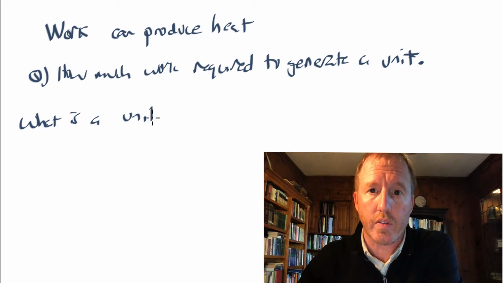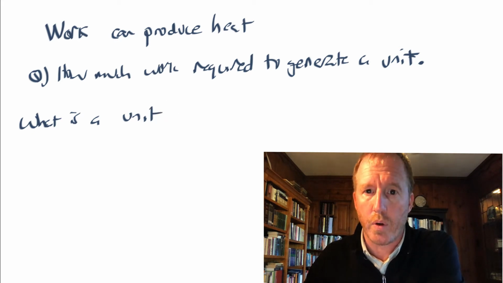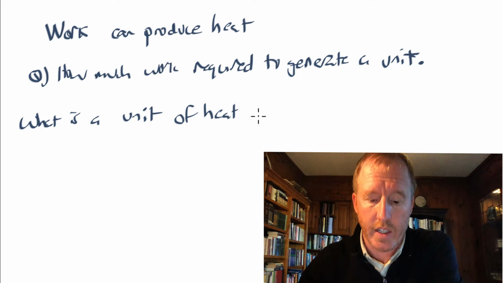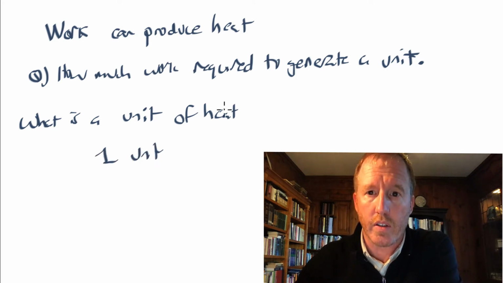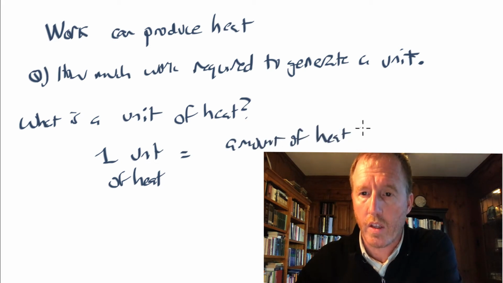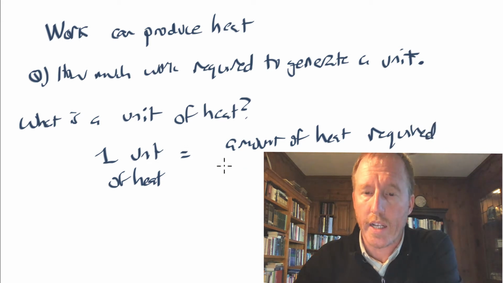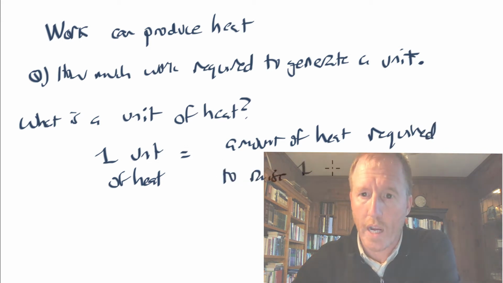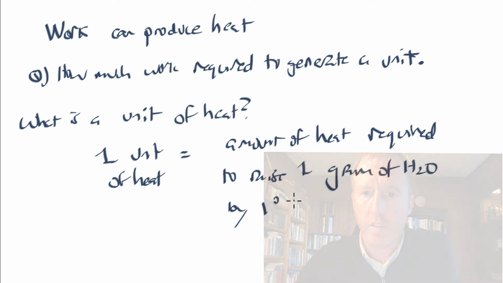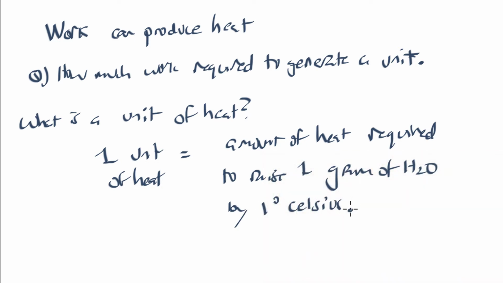There are many different units of heat that could be used, but the one that we are going to adopt, or rather that Helmholtz adopts, is the following. One unit of heat is equal to the amount of heat required to raise 1 gram of water by 1 degree Celsius. So notice that this assumes that we know what the Celsius temperature scale is and we know what 1 gram is. So that's how we will define 1 unit of heat. That's how Joule defines a unit of heat.